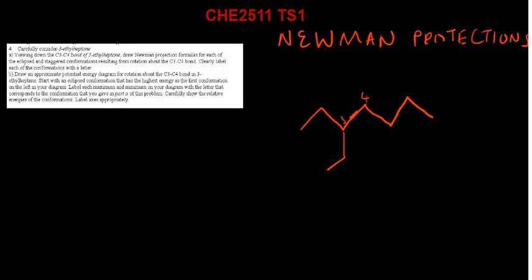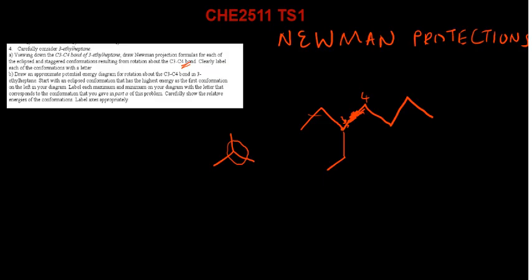You're told to draw Newman projection formulas for each of the eclipsed and staggered conformations resulting from rotation about the C3-C4 bond, and clearly label each conformation with a letter. So how are we going to do it? If you're told to look between 3 and 4, I like making 3 the front carbon and 4 the back carbon. Remember, this is the back carbon. For carbon 3, you're not considering the bond between 3 and 4, which is the one being rotated.